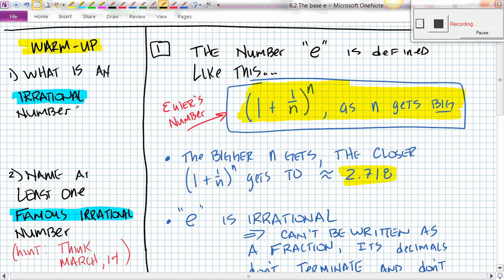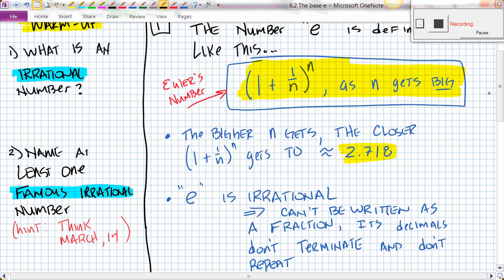So if you don't know what that is, go ahead and take some time and look up in your book what an irrational number is, or look it up on the web. And then the second question I have for you is, can you name at least one famous irrational number? And I gave you a hint. Think of March 14th. So I'm going to pause the video. You guys go ahead and try and think of those two things.